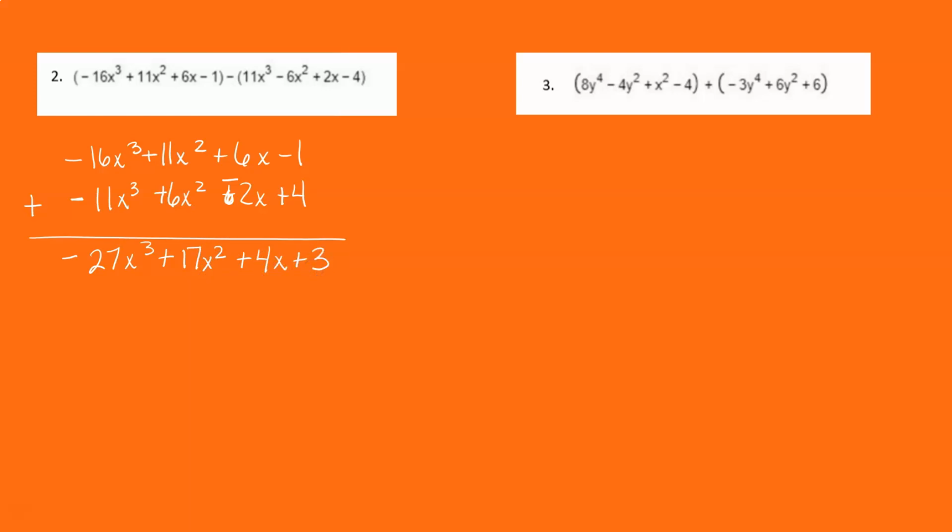So this next one, I won't stack. I'll simply combine everything that's like. So we're adding. So I have 8y to the fourth and negative 3y to the fourth. That gives me 5y to the fourth. Now I'm looking at y squared. I have negative 4y squared and positive 6y squared, which gives me 2y squared. I have a negative x squared in here. Nothing matches up, so I'm just going to leave it. And then I have my constants. Negative 4 and 6 gives me positive 2. I think that's a plus. Okay?